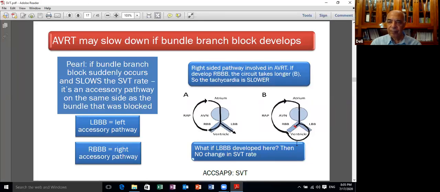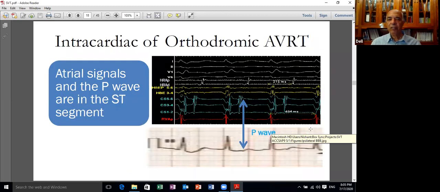So if you get an accessory pathway conduction, an AV reentry tachycardia, and a bundle branch block, which is common because of aberrancy due to the accelerated heart rate, and the bundle branch block results in slowing of the rate of the tachycardia, then this confirms AV reentry tachycardia. If you have a right bundle branch block, the accessory pathway will be on the right side. If you have a left bundle branch block, the accessory pathway will be on the left side. So this is an important pearl which helps the electrophysiologist localize the accessory pathway.